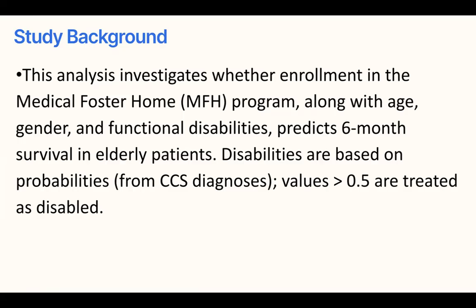The study uses a data set that includes patients' age, gender, and various disability indicators derived from the CCS diagnostic codes. In this assignment, disabilities are measured probabilistically. If a value exceeds 0.5, the patient is considered to have the disability. Our main goal is to determine whether MFH enrollment and functional status predict survival in geriatric settings.